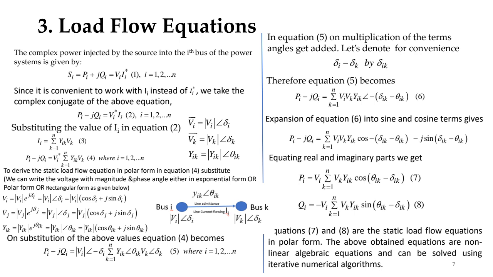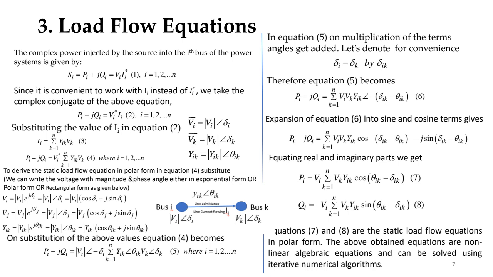Okay, the phase angle can be either in the exponential form, or it can be in the polar form, or it can be in the rectangular form. For example, your Vi is a Vi magnitude, and in exponential form we can write e power j delta I, whereas in the polar form we can write this e power j delta I as phase angle delta I, and in the rectangular form the same delta I we can write as cos delta I plus j sin delta I.